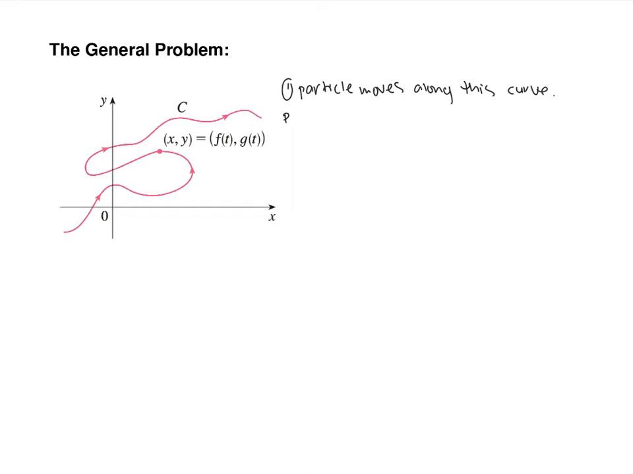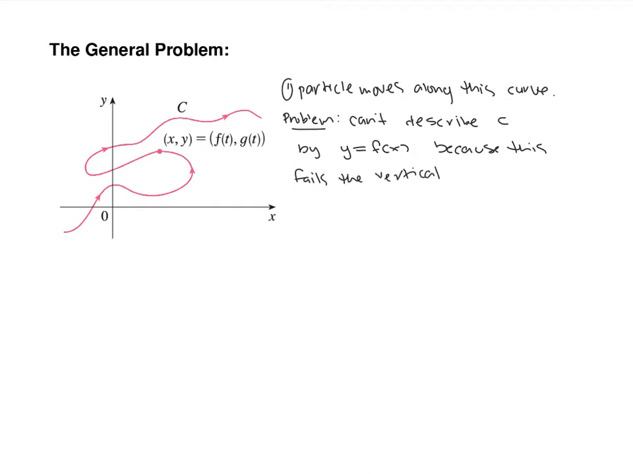And the problem is that you can't describe C by a function of x because this fails the vertical line test. It's not a function. So what you do instead is you use something called a parameterization.